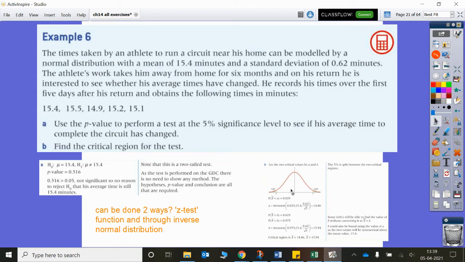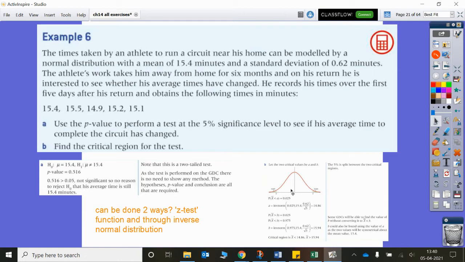to see if his average time to complete the circuit has changed. We don't know if they've improved or not. We are just checking to see whether they've changed. Now, of course, if you work out a mean for those, you will have a fair idea that they may have improved or got worse. But because the test is set up in the way in which we're just interested to know whether they've changed, then it is a two-tailed test. Okay, so that's part A, and part B, we're talking about finding the critical region for this test.